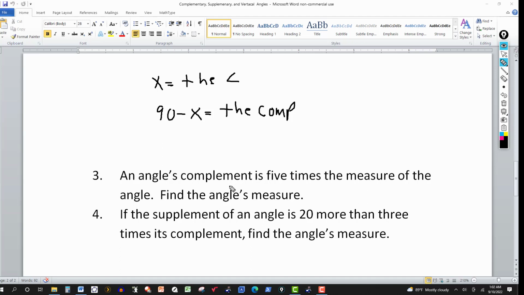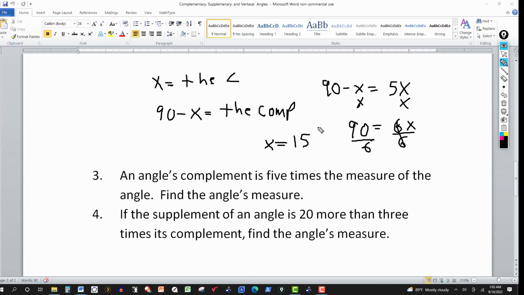So now let's put this together and get an equation. An angle's complement, so that would be 90 minus x, is, that means equals, 5 times the measure of the angle, so 5 times x. Now we just have to solve this equation for x. Let's add x to both sides, so 90 is equal to 6x. So solve for x: 6 divided by 6 divides out, so x is equal to 90 divided by 6, which is 15.